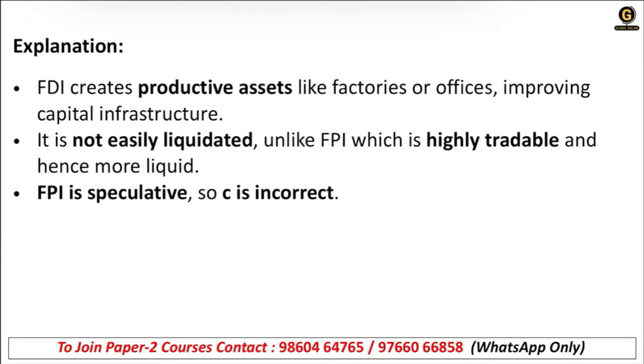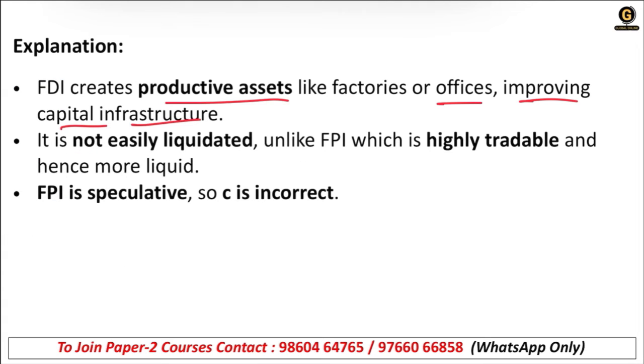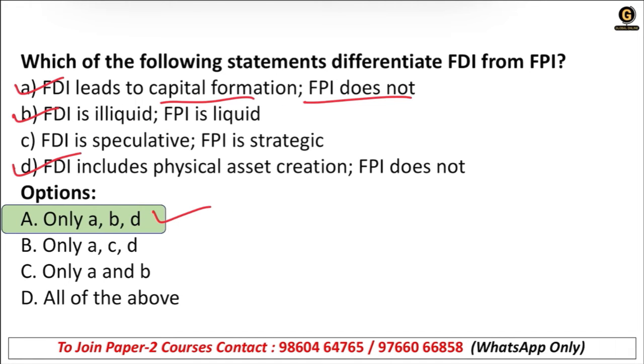Correct? See, FDI creates productive assets like factories or offices, improving capital infrastructure. It is not easily liquidated, unlike FPI, which is highly tradable and hence more liquid. Correct? FPI is speculative, so C is incorrect. Here it is saying FDI is speculative. No, FPI is speculative. Okay?